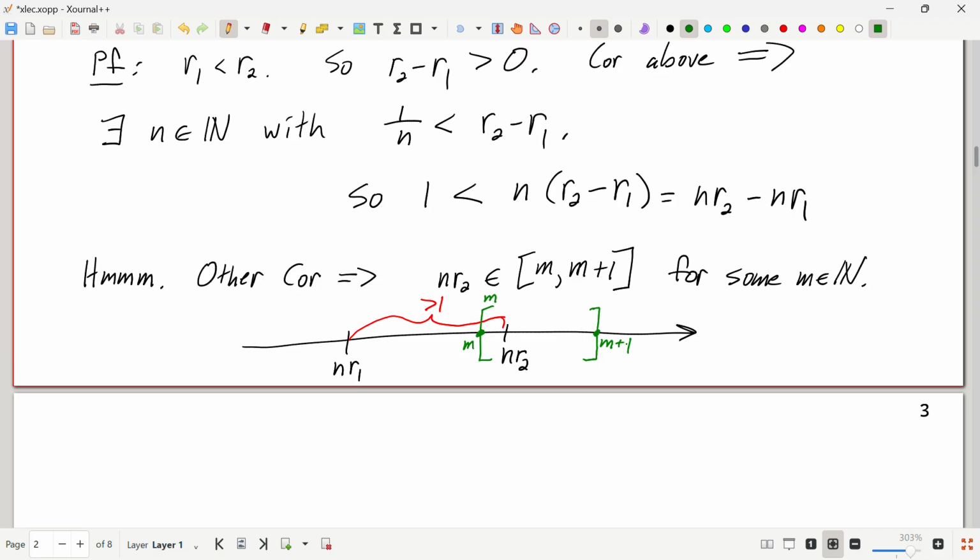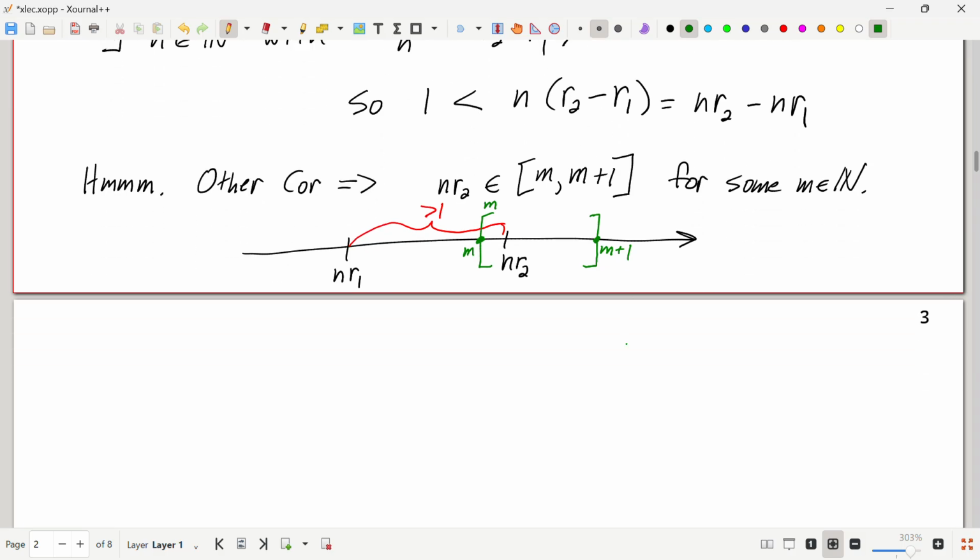Okay, and of course, if R2, so I get that n times R1 is less than m to m plus 1. Am I messing this up?